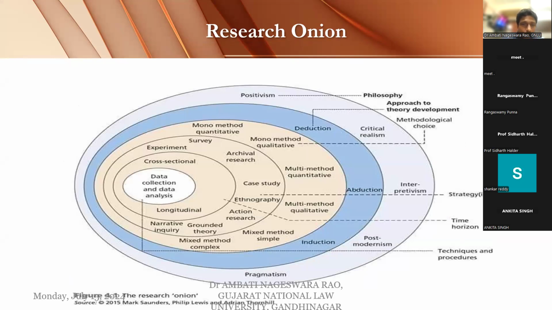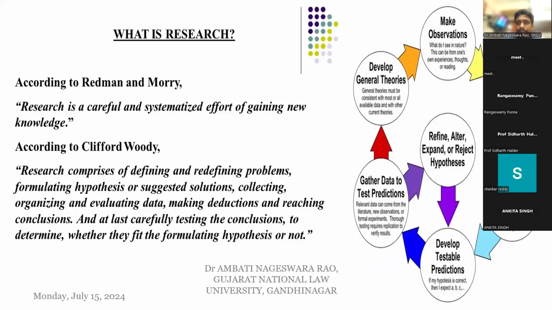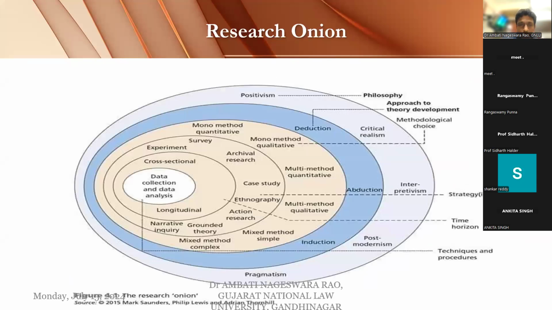The main point that I want to highlight as a part of this particular slide is that research is a systematic, careful and systematized effort of gaining new knowledge. Means if I am choosing the positivist approach, I cannot go for an inductive methodology. I can't go with ethnography or grounded theory approach. Obviously, in case you're choosing mixed methodology research, one can go with both quantitative and qualitative. So understanding the research onion is going to help you.